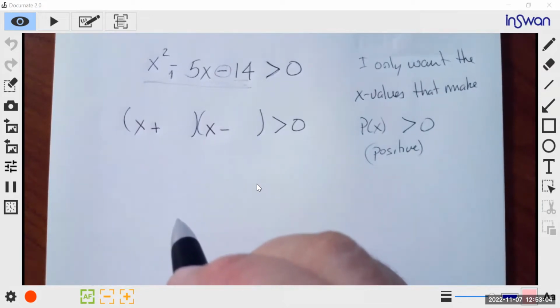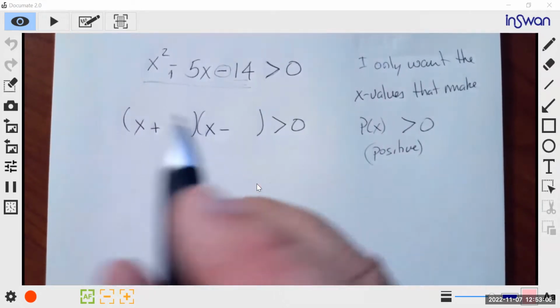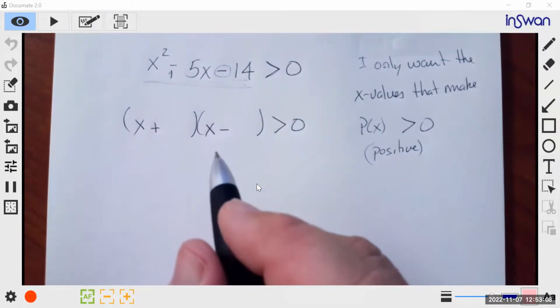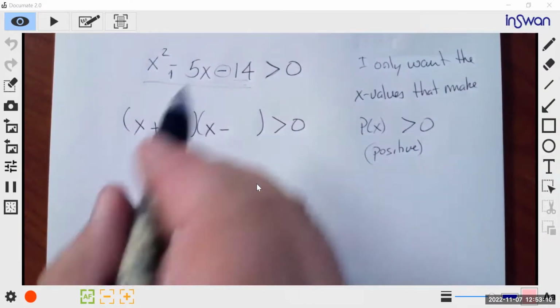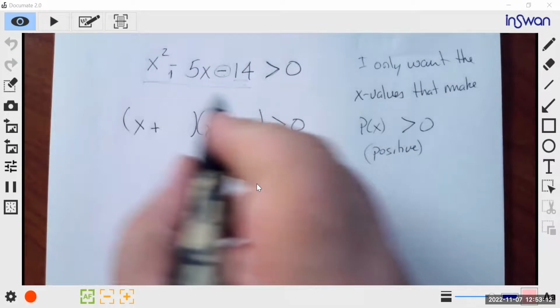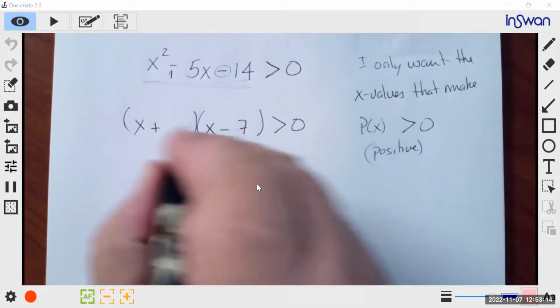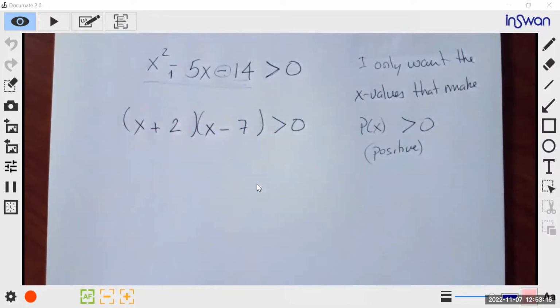2 and 7. Very good. Because 2 times 7 is 14, and 7 minus 2 is 5. Because they have to be opposite signs, since it's negative, the 7 goes here and the 2 goes there.